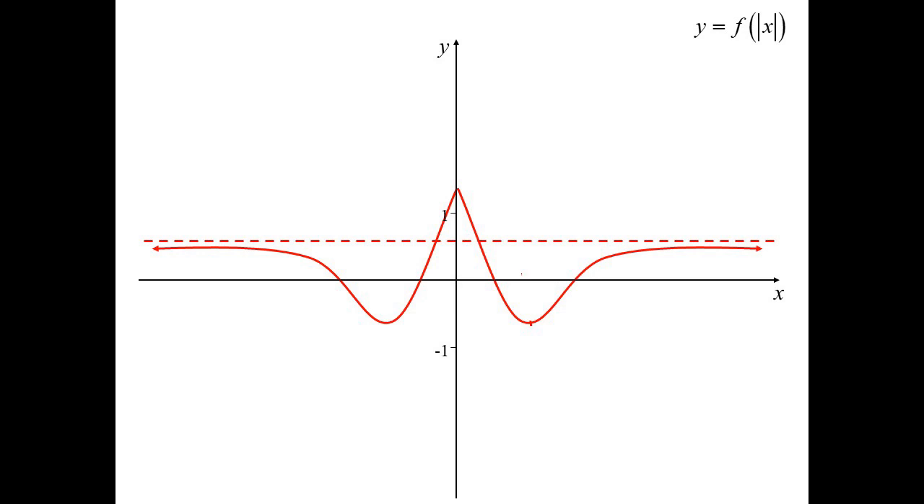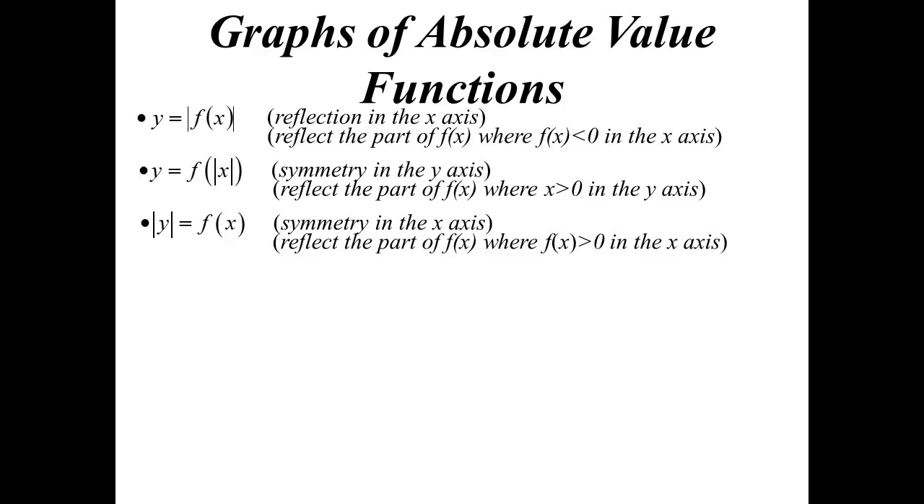Function absolute value of x, it's basically the x values that are affected, whereas the one we did before, when it was absolute value of the whole function, it's the y values that got affected, so that the below got reflected above. Absolute value of y is equal to function x. So the absolute value of y is equal to function x. This one does have symmetry in the x-axis. This is a bit like the function absolute value x, where we're going to reflect the function x where it's positive. So easier to show you with a picture.